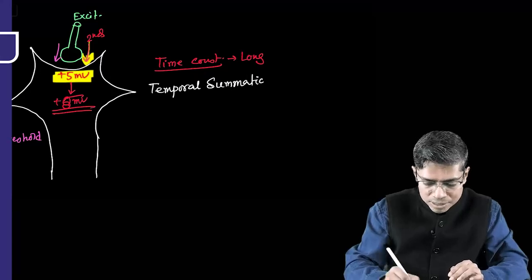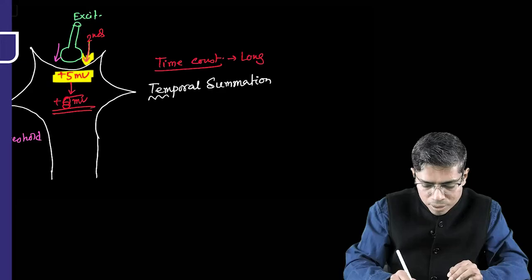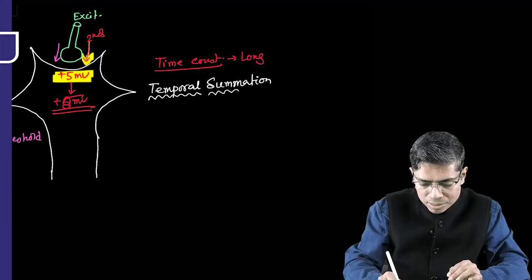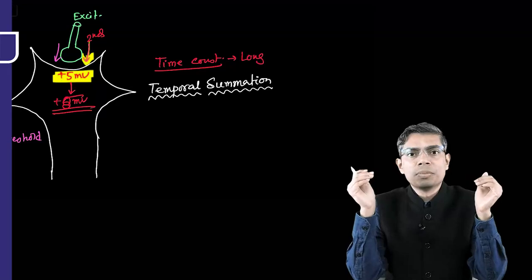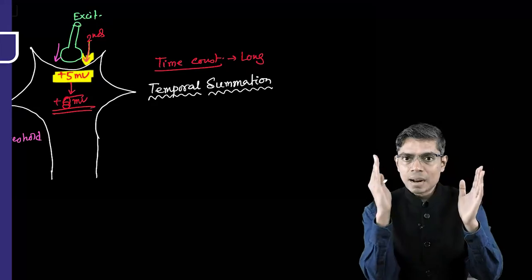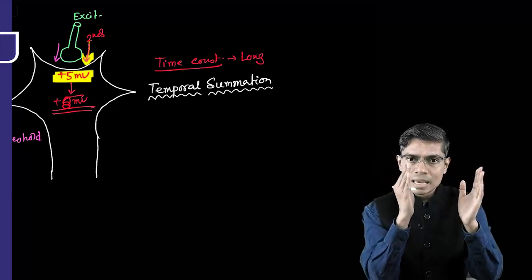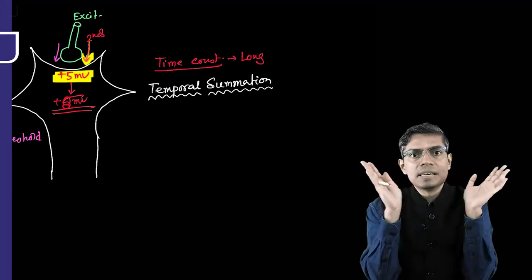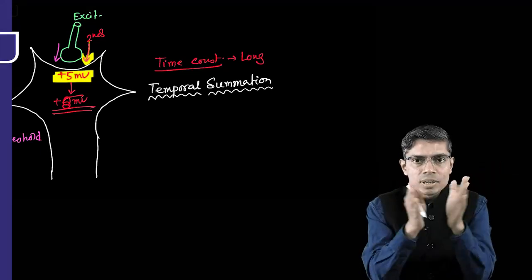So temporal summation, just remember like this: temporal means over time, and summation is nothing but addition of two membrane voltages. So over time you are giving one stimulus, and then after a certain point of time you are giving another stimulus in the same area. So what is happening?